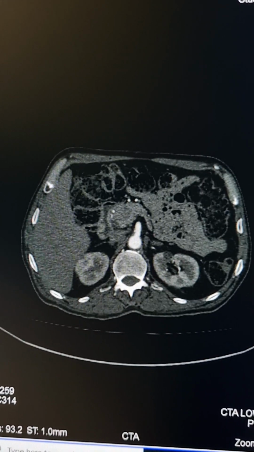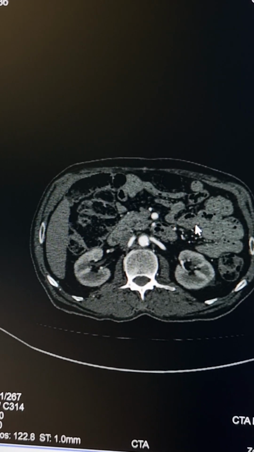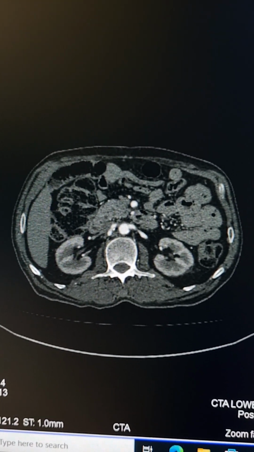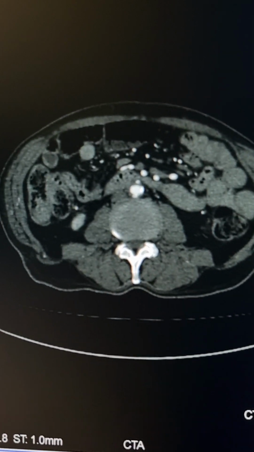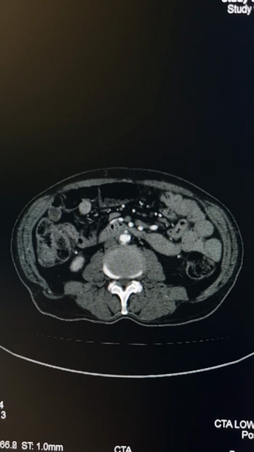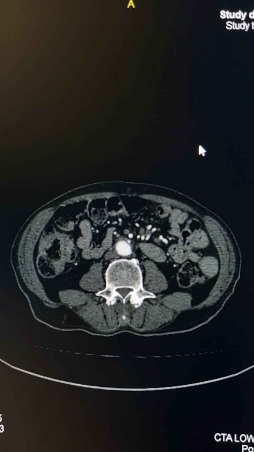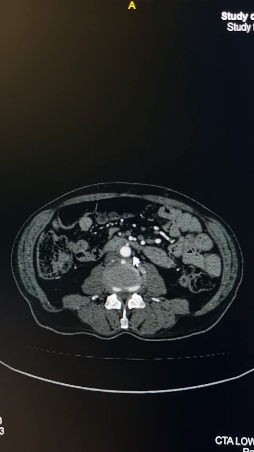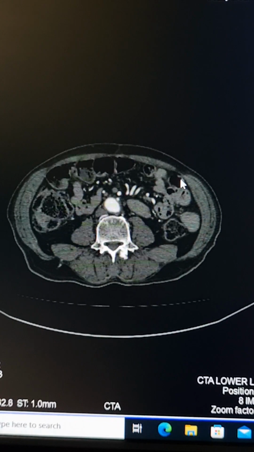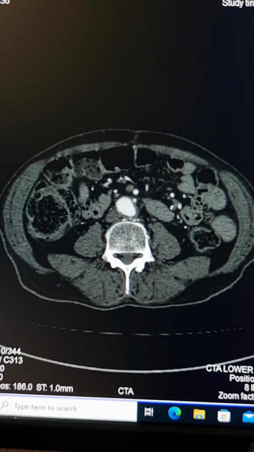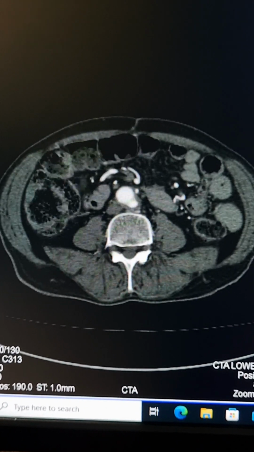This is the superior mesenteric artery. These are the renal vessels. This is the abdominal aorta. You can find the atheromatous plaques. Let me magnify it a bit.